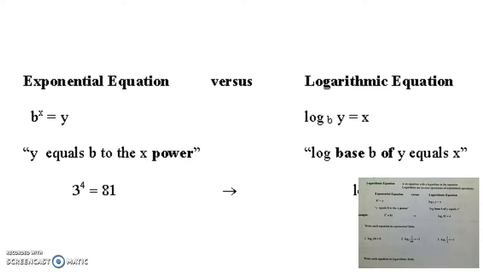So there's a relationship between these exponential equations and the logarithmic equations. b raised to the x equals y, and log base b of y equals x. The log is the exponent. So y equals b to the x power. 3 to the 4 equals 81. Then we say, well, the log base b of y equals x, so the log base 3 of 81 equals 4. The log is the exponent.